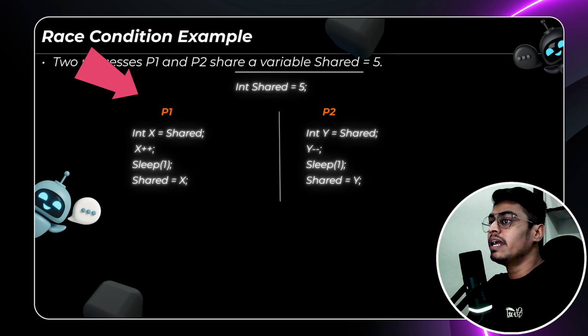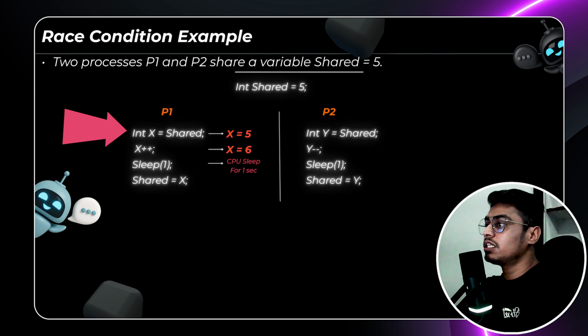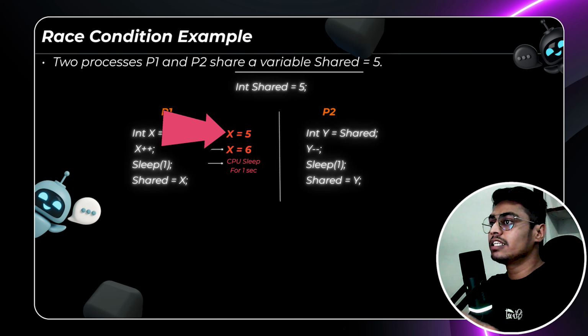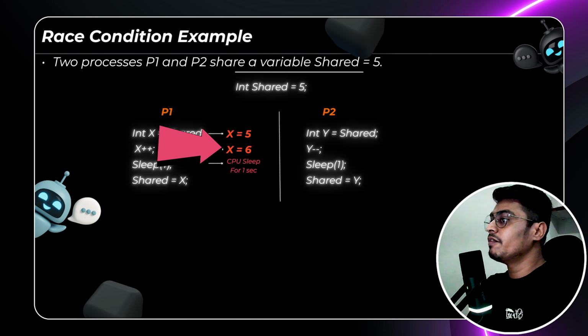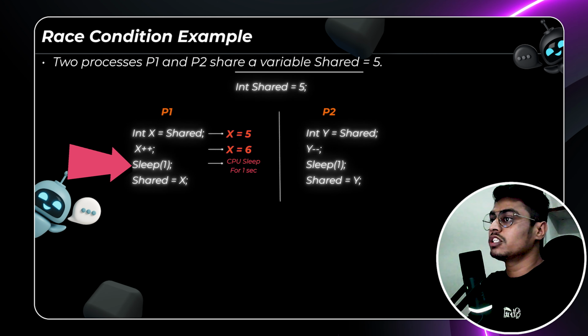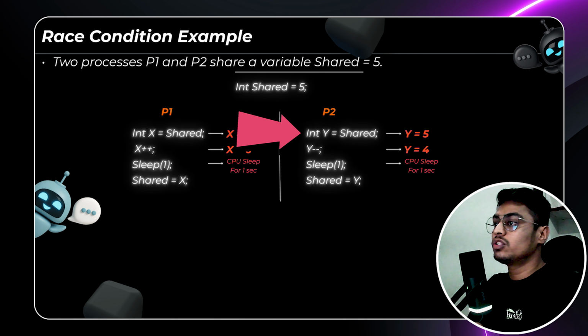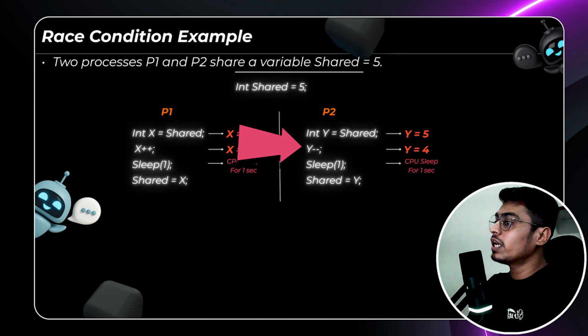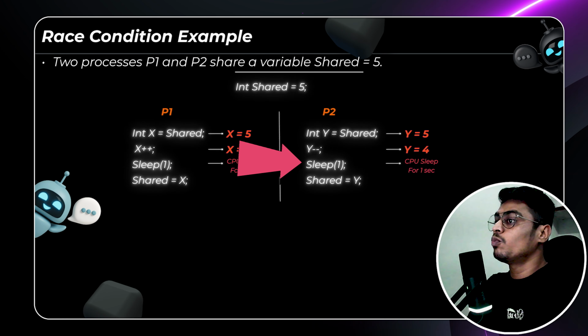The key constraint is that we are working with a uniprocessor system. We have only one CPU. So let's trace through the execution. First, P1 gets the CPU and executes x = shared, so x gets the value 5. Now P1 executes x++, so x becomes 6, and P1 executes sleep(1), causing the process to pause for 1 second. Now the CPU switches to P2 because it cannot stay idle. So y = shared, and y gets the value 5. Now P2 executes y--, so y becomes 4. Then P2 executes sleep(1), pausing for 1 second.